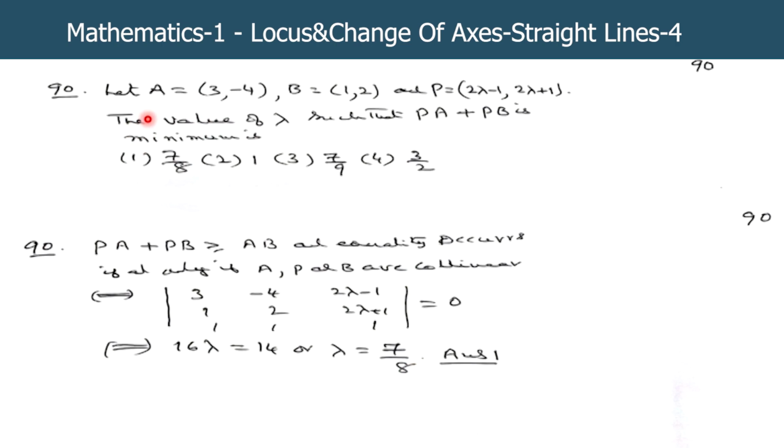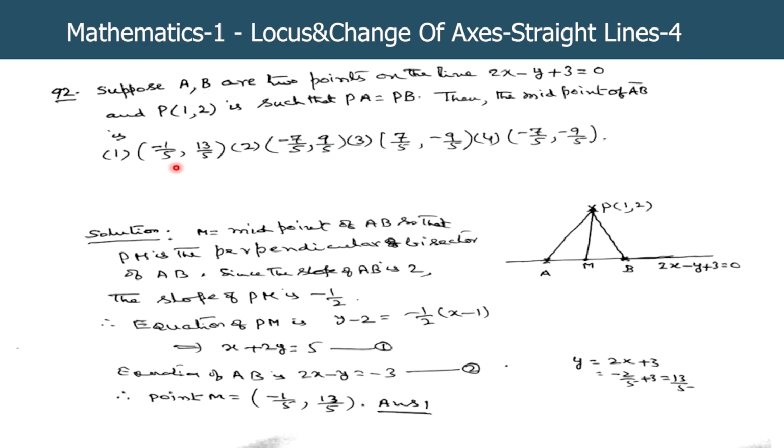So here, what is the geometrical fact we have used? In any triangle, if you are given three points A, B and C, AB plus BC is always greater than or equal to AC, with equality if and only if A, B, C are collinear. For collinearity, the determinant is equal to 0.